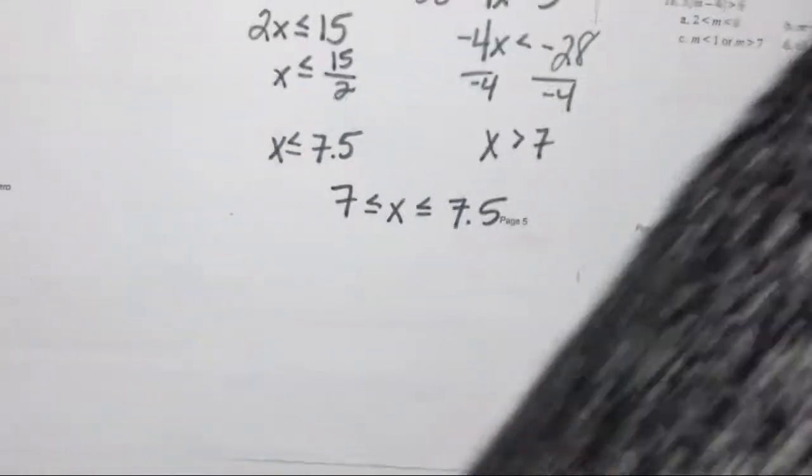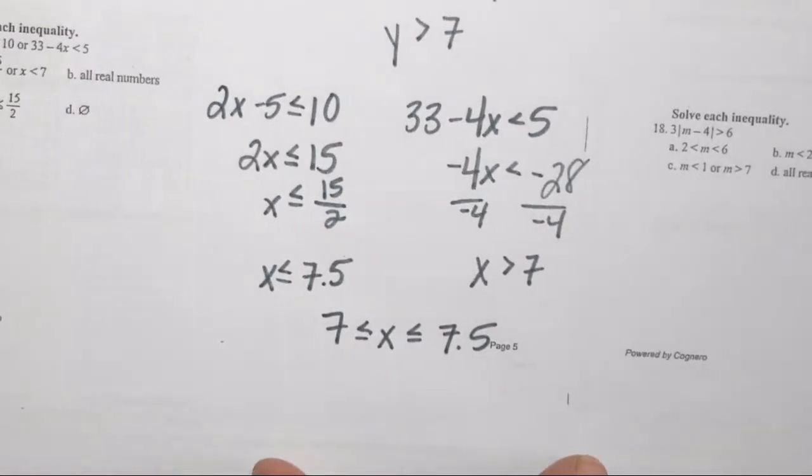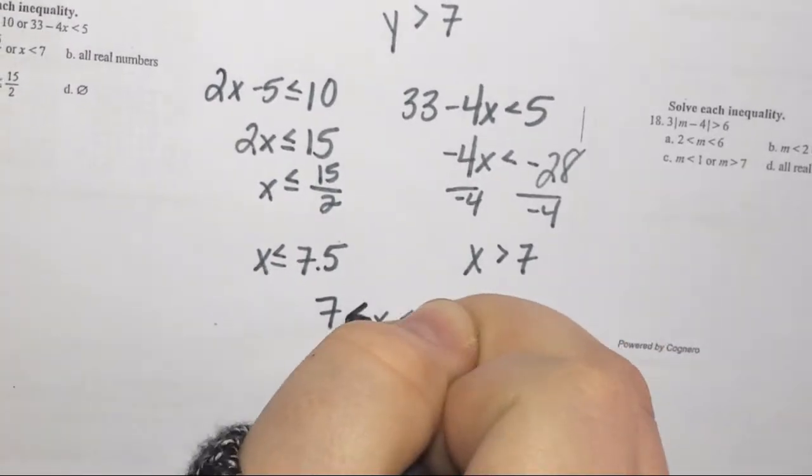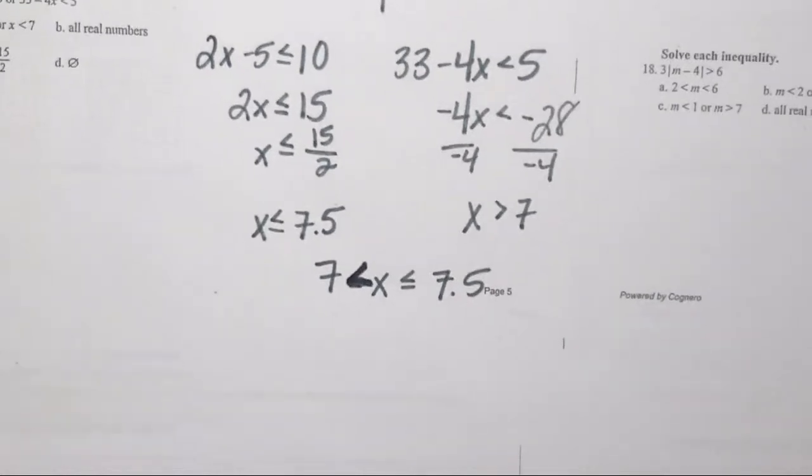16 wants us to solve this inequality. I did. I should have done this. Thank you. You didn't apologize.